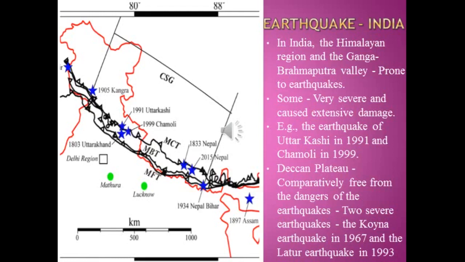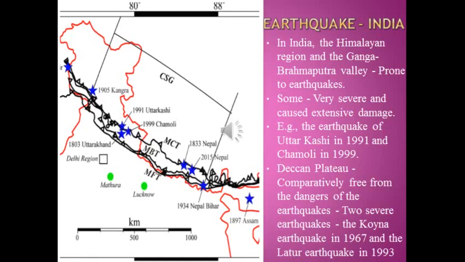Asia is here in the Eurasian plate. The Indo-Australian plate collides with the Eurasian plate, and sometimes this causes vibrations. The Indian plate is moving towards the Eurasian plate. That's why earthquakes occur in the Himalayan region.